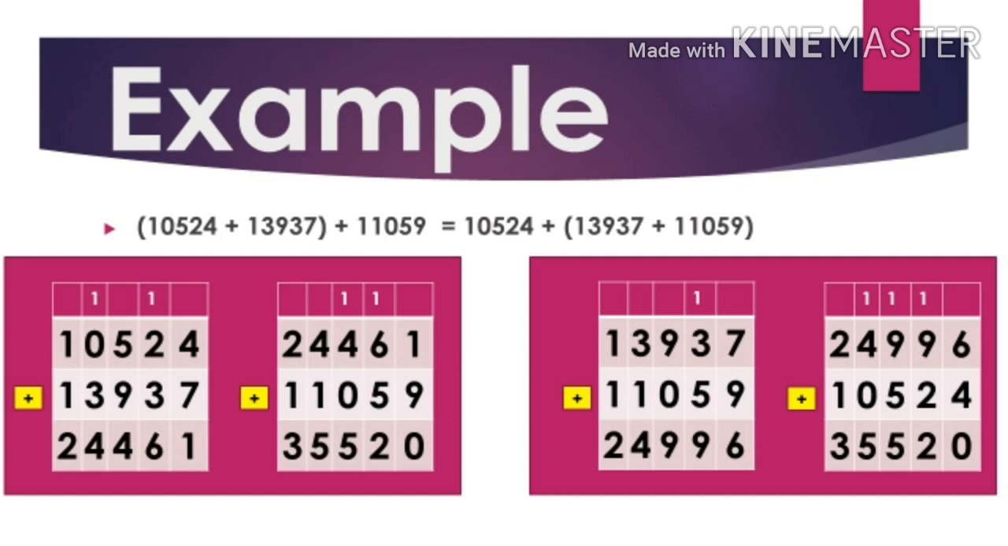See the second situation. In this situation, I have added 13,937 and 11,059, and the sum is 24,996. After that, I have added 10,524 to 24,996 and the sum is still same, that is 36,520. It proves that if we make the different groups, it will definitely not affect the sum.